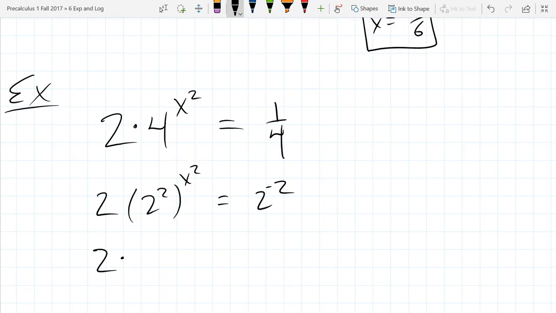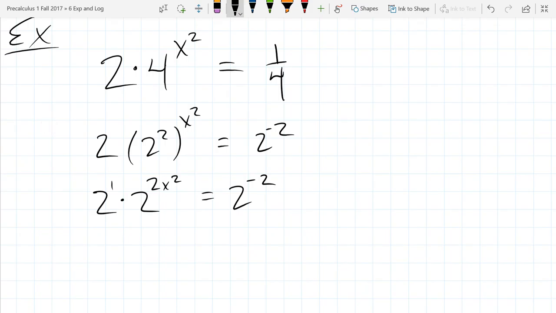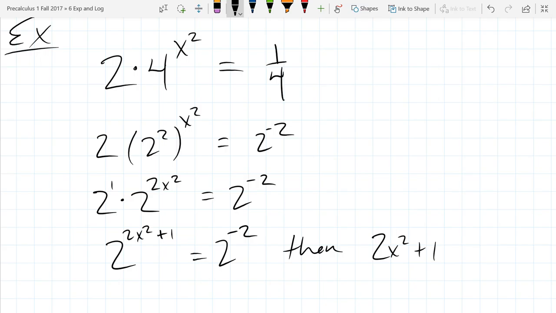We got a slight problem on the left side. We have two bases on the left side. But before I combine them together, I need to multiply. So we get 2 times 2 to the 2x squared equals 2 to the negative 2. So this is 2 to the first power. So now you can match exponents. The exponents have to be equal, and then see if you get a solution after that.